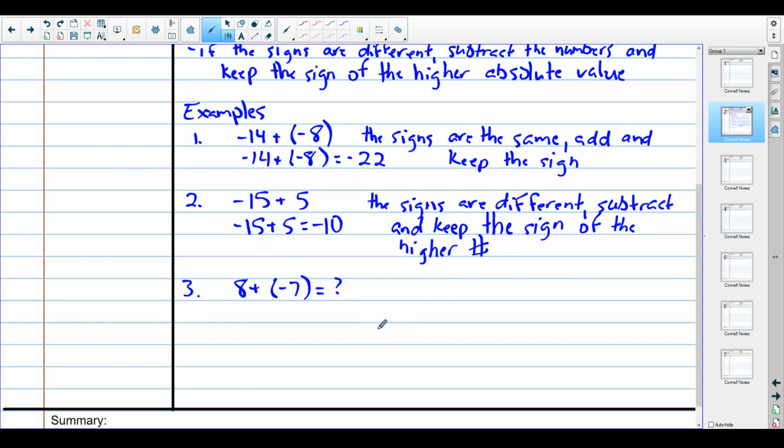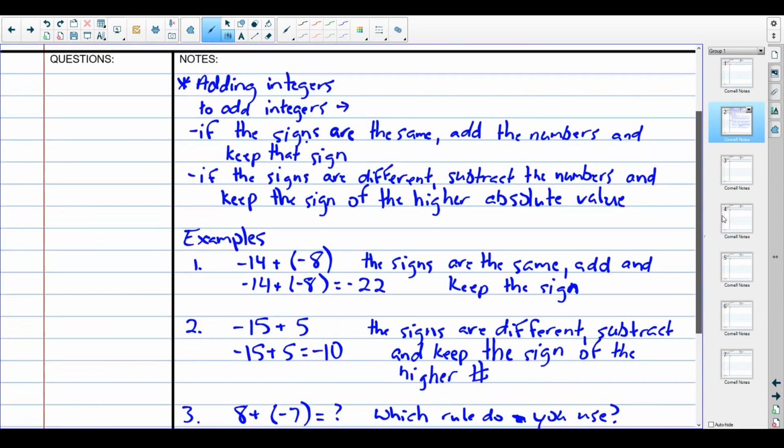Alright, number 3 is a little bit open-ended, so we have 8 plus negative 7 equals question mark. So you're going to write down the question too: which rule do you use? So our two rules are same sign, add and keep, or different sign, subtract and keep the sign of the higher number. So somewhere down here, write down that answer and then the answer to the question.